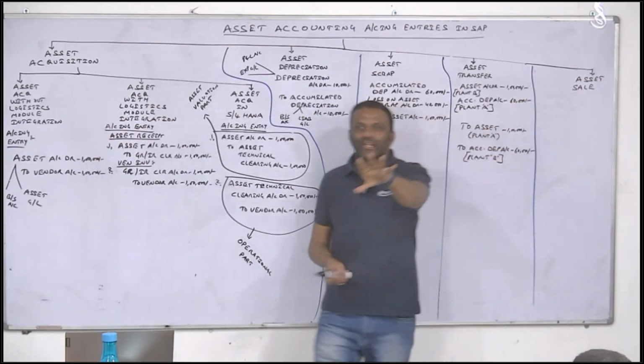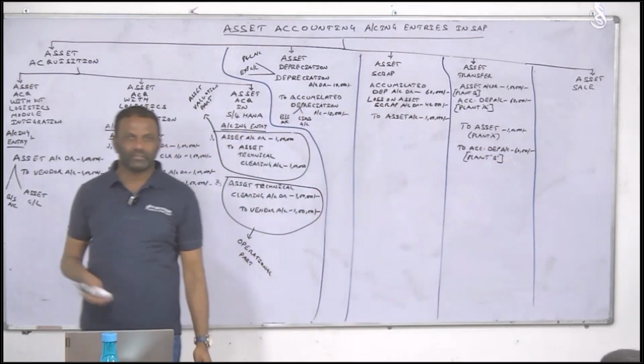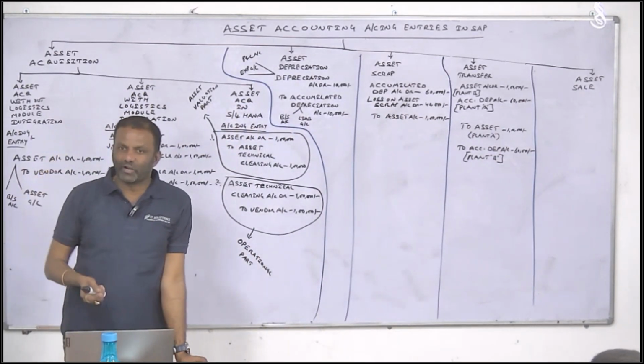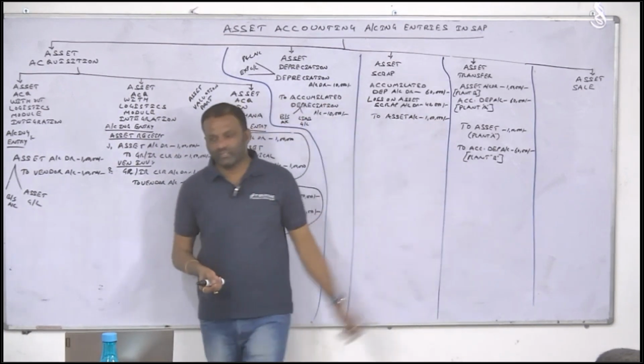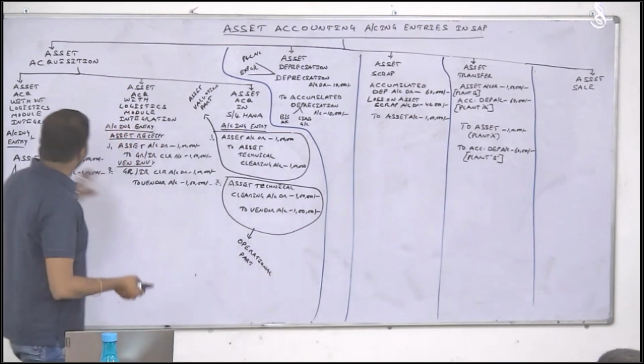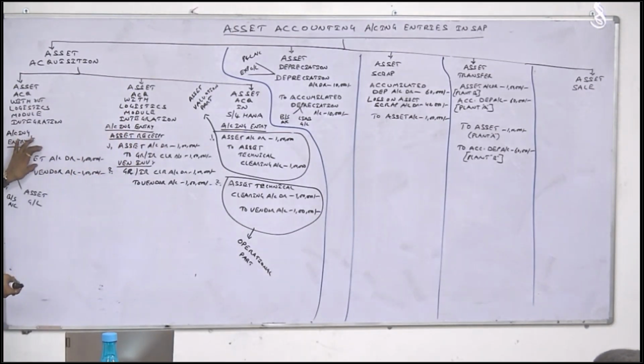If you want to add that expense to the asset also, that is again a different process. If you want to add that expenditure to the asset also, you should add the same again. It will come here. Hope you got my point.